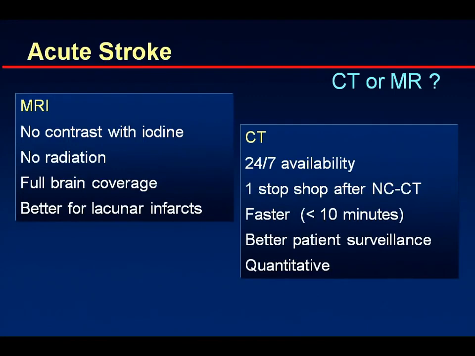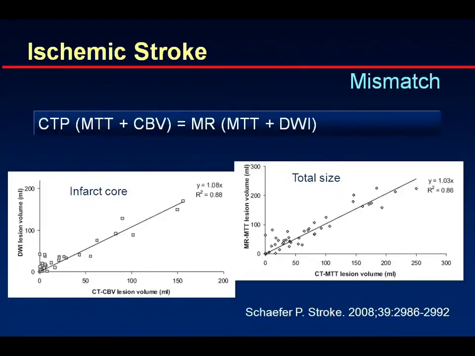CT has the big advantage that it's always available. You can basically do it in one stop after the non-contrast CT. It is very fast, has better patient surveillance, and is quantitative. So from a logistic point of view, a lot of things point to CT, but if you consider that it's an infratentorial process, CT is no use. You have to go to MR immediately.